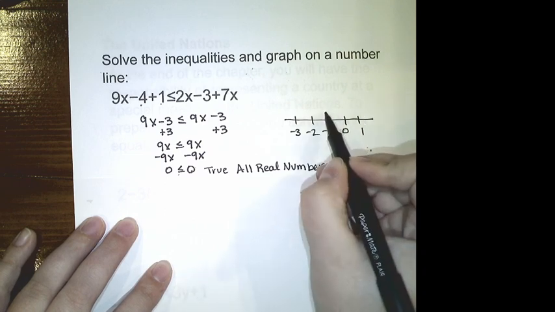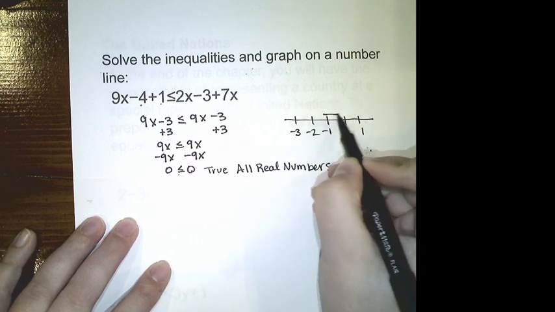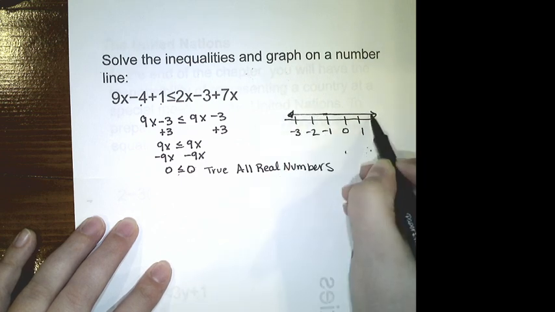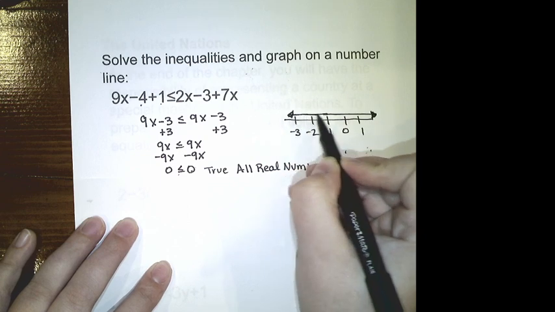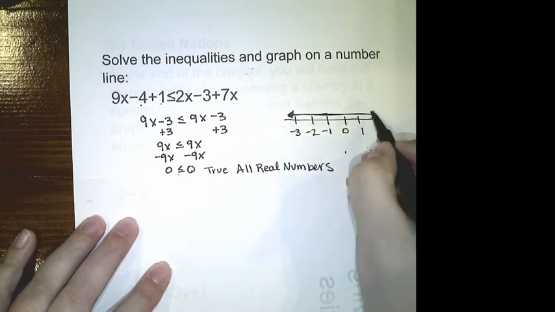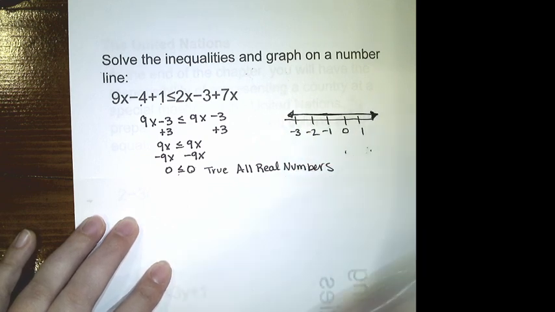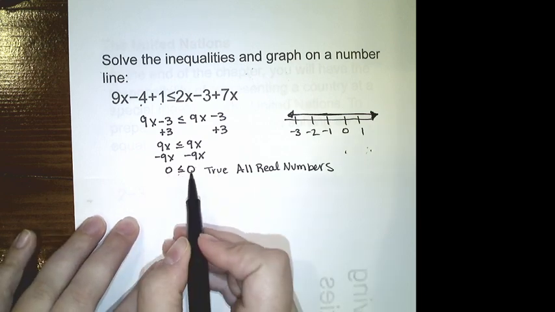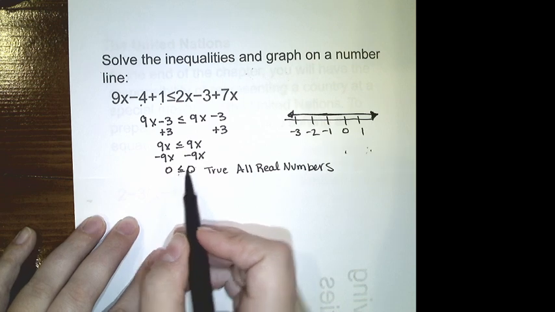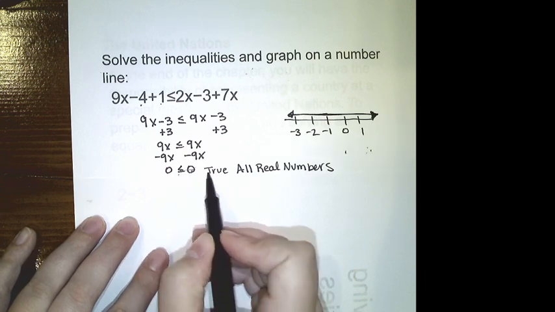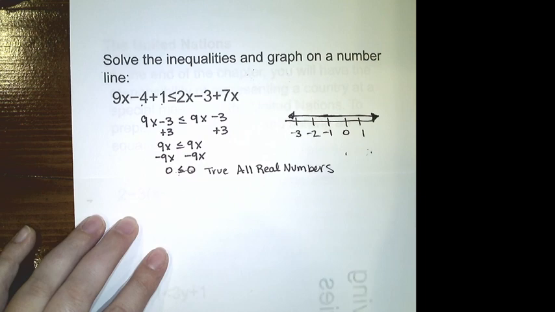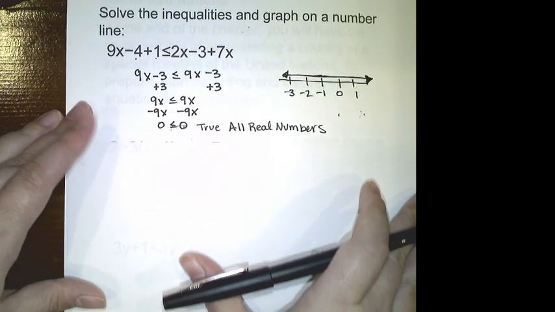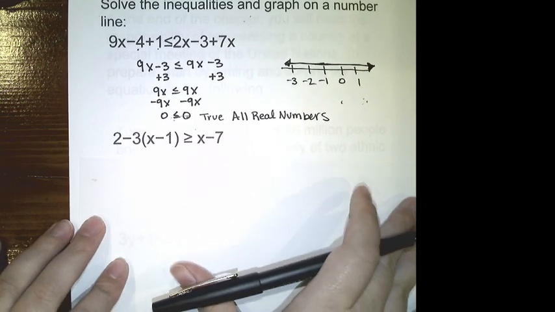It means we don't really have a boundary point, but we are going in both directions. So we have a line with 2 arrows on either end. So when everything cancels out, there's no x's left. We're going to see, well, is this statement true or false? If it is true, our solution is going to be all real numbers. Let's give another one a try.